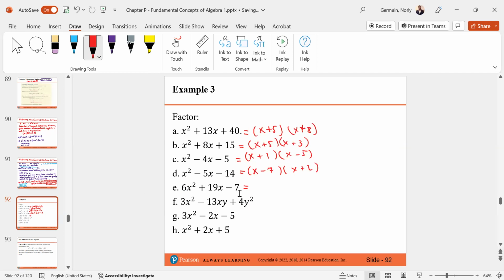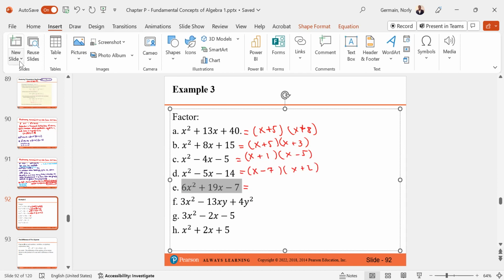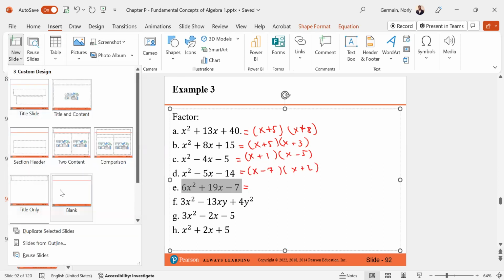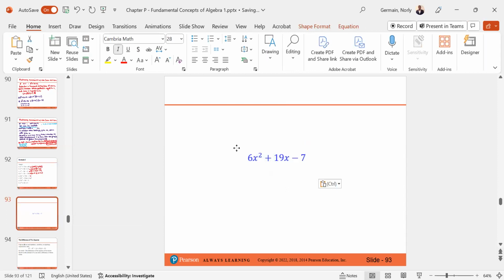You know what? I'm gonna copy, insert, blank. Now we do the factoring for this one, right?